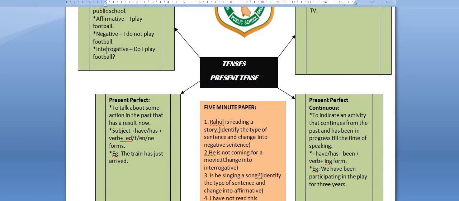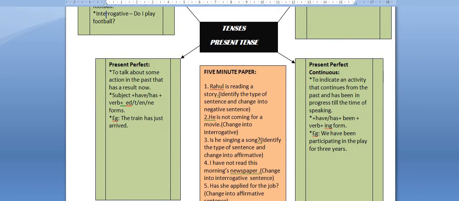Similarly, if we see the present perfect continuous tense, it is an activity that is still continuing, which has not been completed, which is still in progress at the time of speaking. And the sentence structure for this is subject plus have or has plus been plus the main verb in ing form. And the example here is: we have been participating in the play for 3 years. We can change all the 4 types of present tenses into affirmative, negative and interrogative sentences in the similar manner as we discussed earlier.